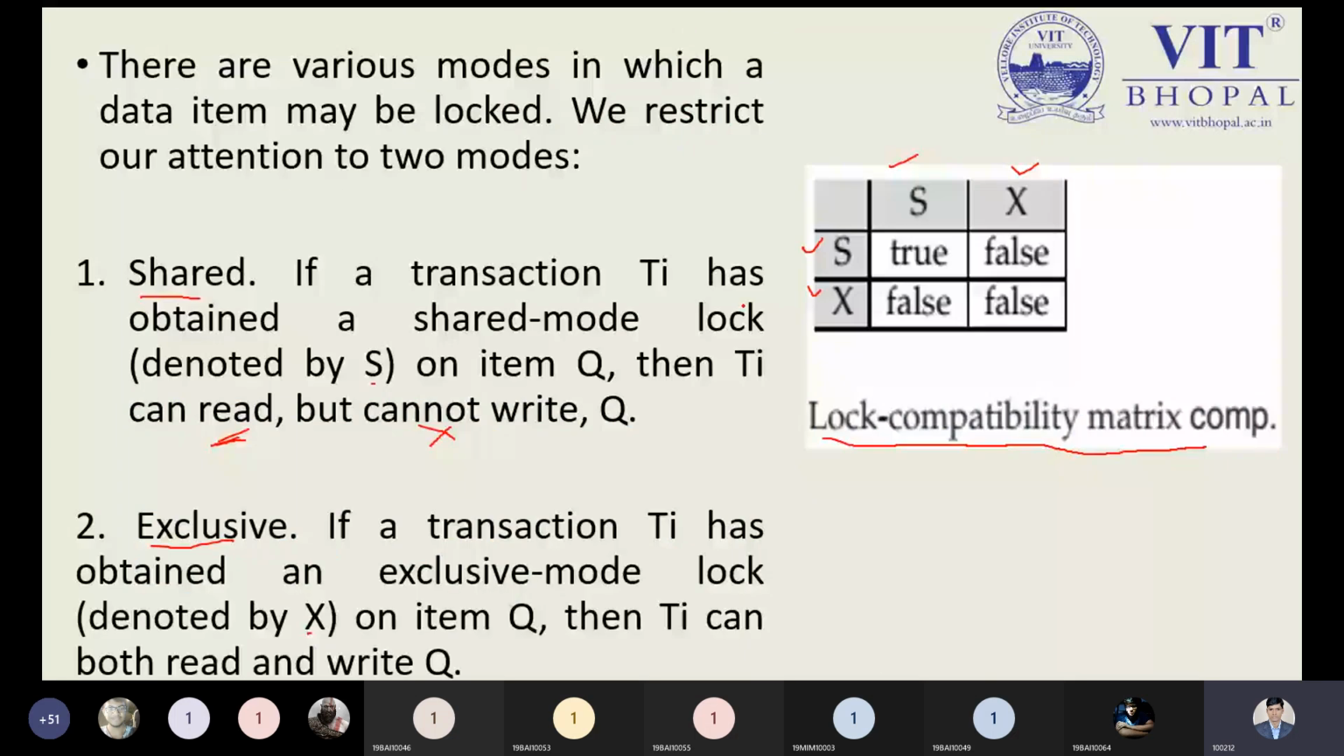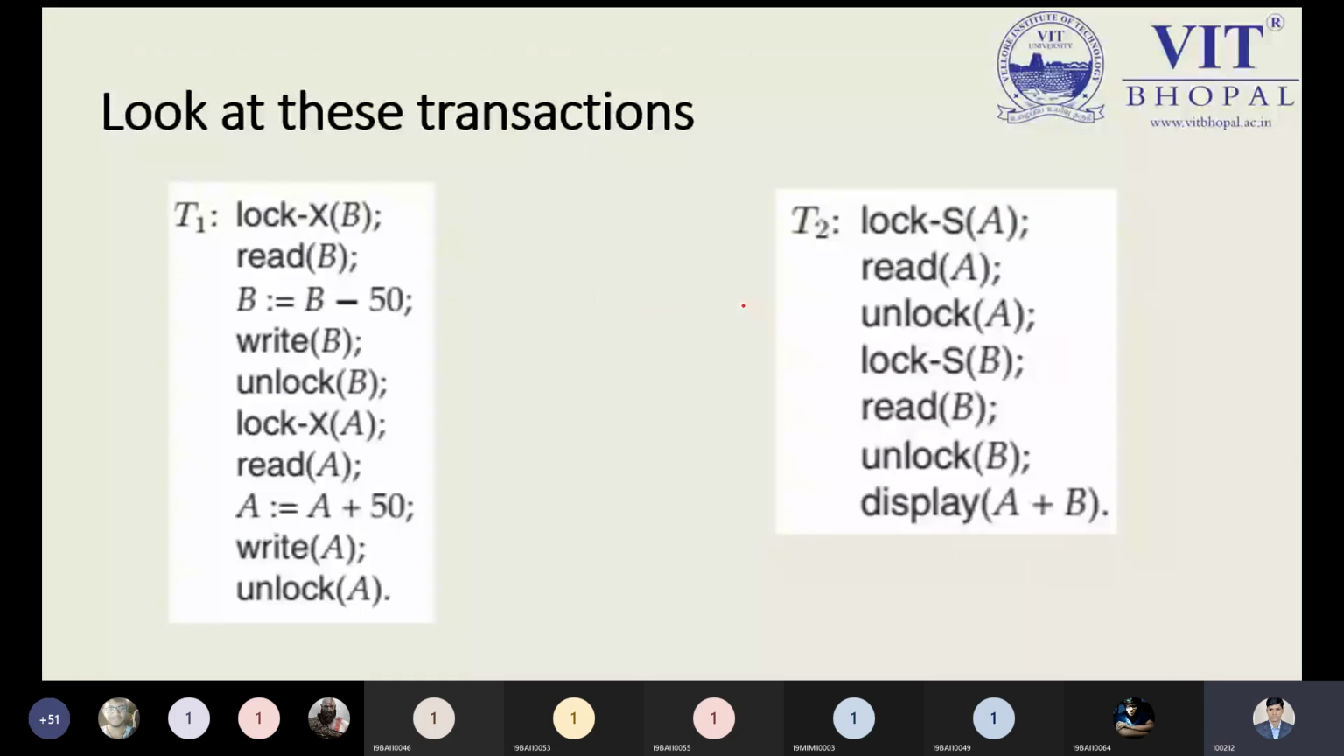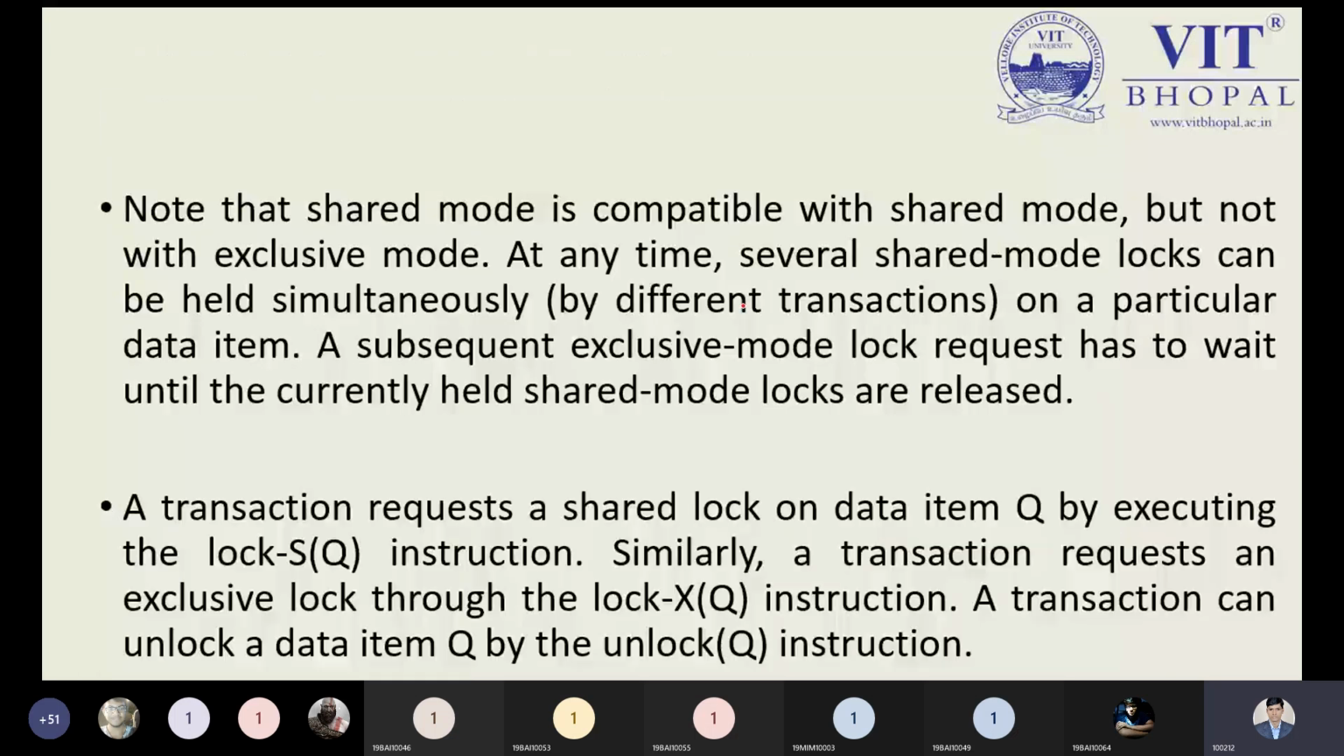Here we have an example. At the last you can see unlock(A) and unlock(B). We are not writing unlock-S or unlock-X. This is the point you need to keep in mind. I'm repeating once again: a transaction can unlock a data item just by issuing unlock(Q), and this unlock(Q) is like a lock variable. So this is the theoretical part we have done.